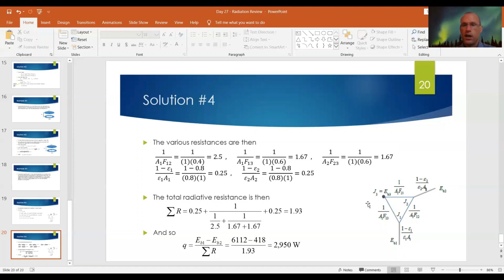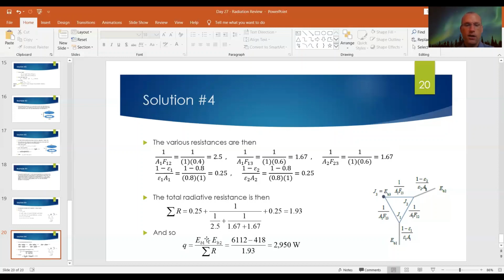Now the total resistance. I want to go from object 1 to object 2 or vice versa, so I have to go through the 0.25. Then I have a choice to either go through this line, which is the 2.5, or I can go through these 2 lines, which are each 1.67. Here's my parallel network for that: either the 2.5 or the two 1.67s. Once I do that, I'm here, and to get to EB2, I have to go through another 0.25. So the total radiative resistance is 1.93.